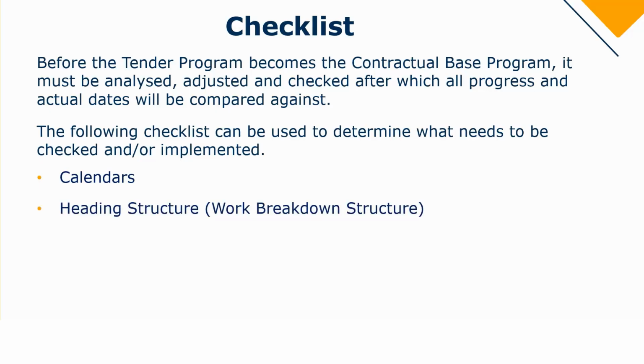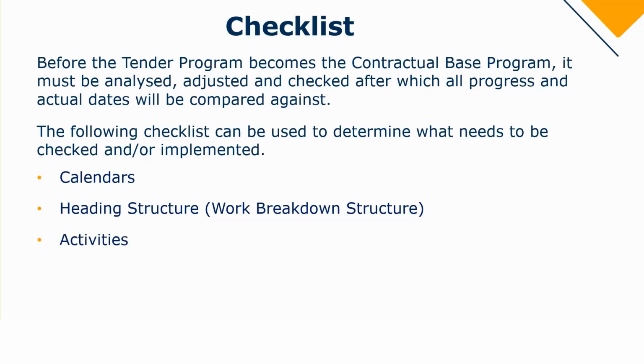Then we have our heading structure. A program should not just make sense, it should also look good, and this is where the work breakdown structure comes in. If you have proper headings, you know exactly what is where. And this is to analyze, obviously, the level of detail. So it is important to check and adjust the section level, structure, and hierarchy.